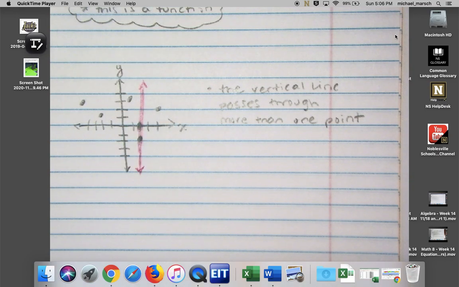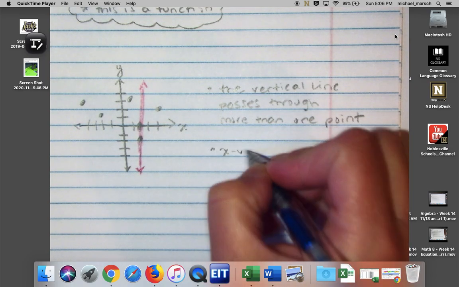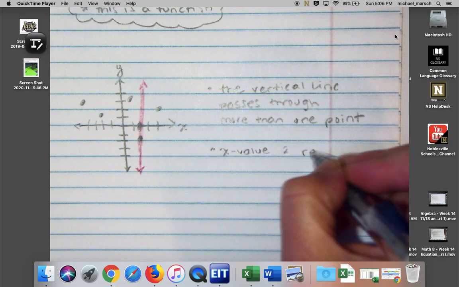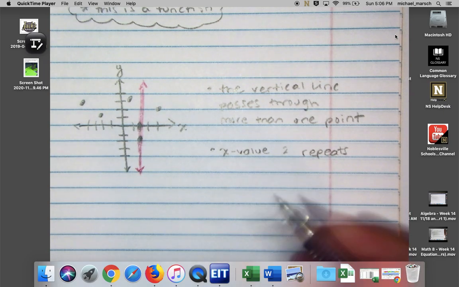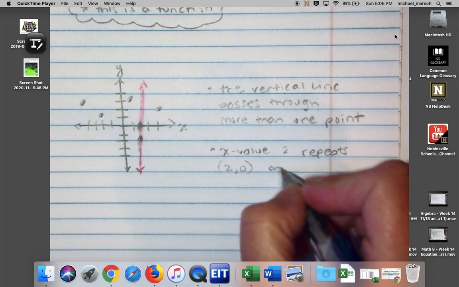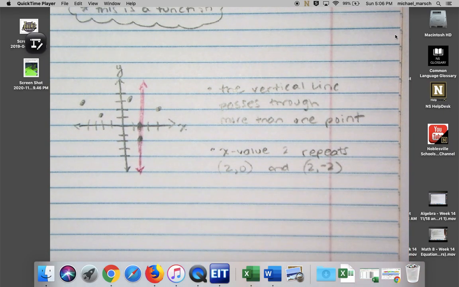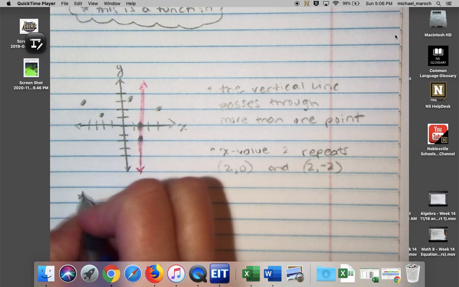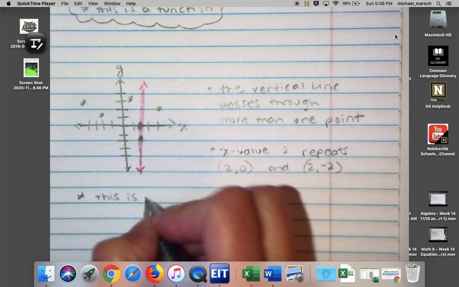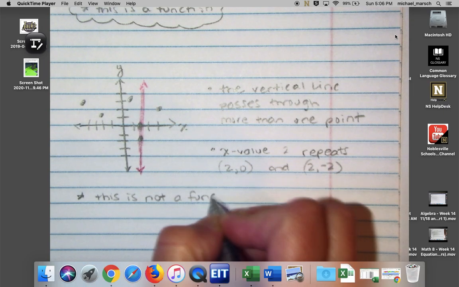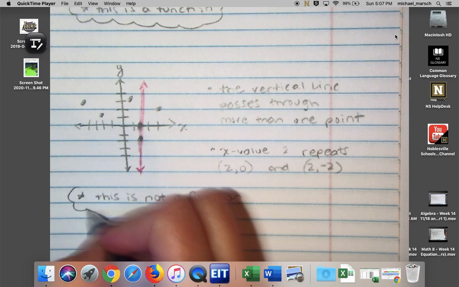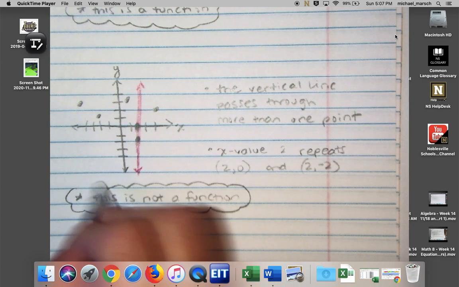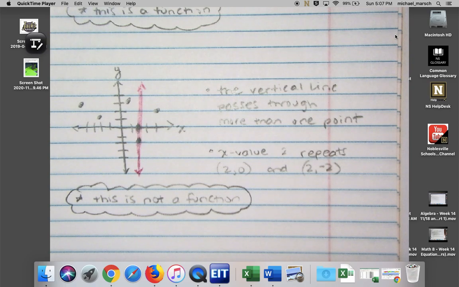Okay, so then this tells us that the x value 2 repeats, right? Because I have the ordered pair 2, 0 and 2, negative 2, right? So this is not a function. It fails the vertical line test. Okay, so that is the vertical line test. Remember, we started out saying we were going to talk about vertical line test and tables. So let's take a look at just a couple tables, and then you guys will be done.